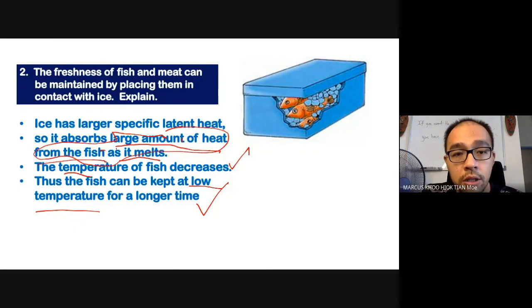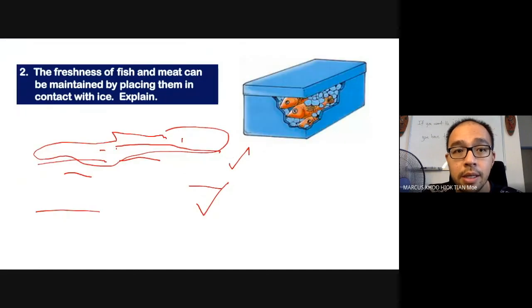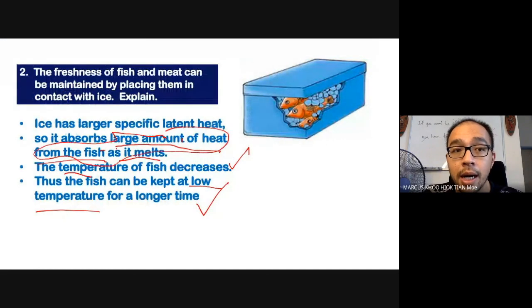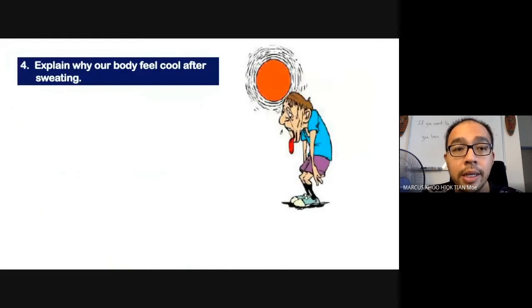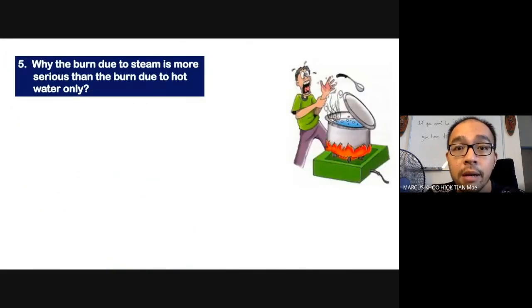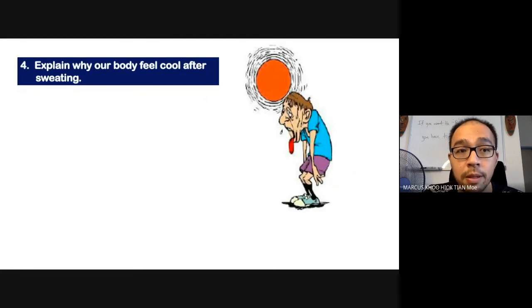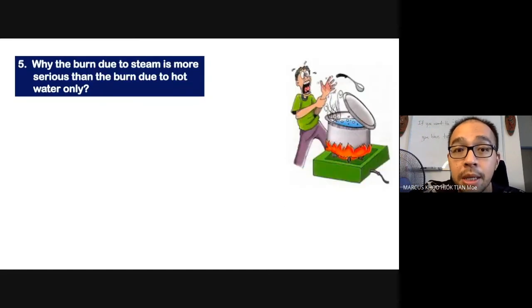So I've given you 3 examples over here of how to explain the application of this. What I want you to do for your homework today is to explain number 4 and number 5 using the same principle. Number 4 is explain why our body feels cool after sweating. Talk about body feels cool means heat absorbed or heat released. Think about it. Number 5, why is the burn due to steam more serious than the burn due to hot water only?